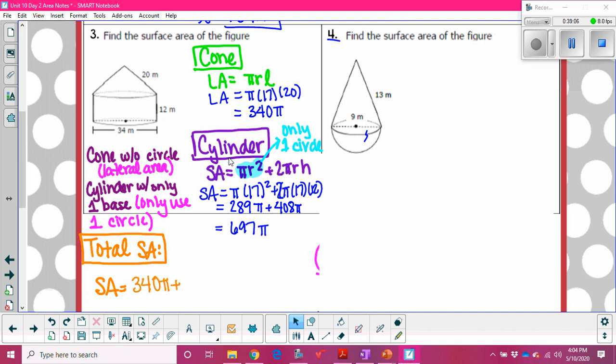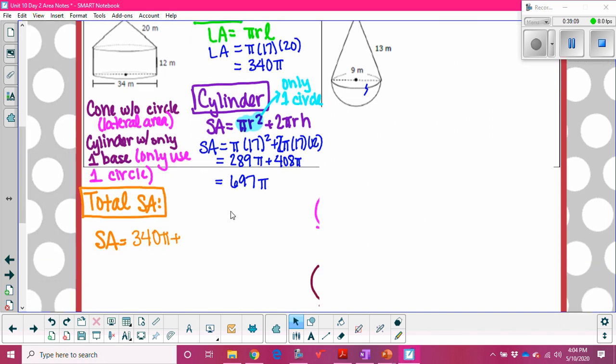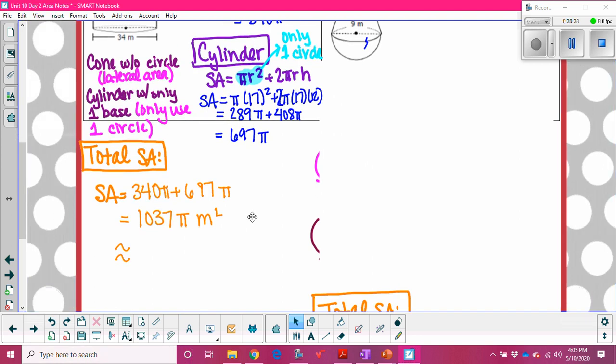So I'm going to come down here and put this on my total surface area. All right, so I've already got 340 pi for the cone, and now I have 697 pi for the cylinder. I'm going to go ahead and add these 2 together. I'm going to leave it in terms of pi first. Okay, so that's going to be 1,037 pi, and this is meters squared. I will go ahead and get an approximate one too. We'll do it to 2 decimal places, so put that in your calculator, and you end up with 3,257.83 meters squared.